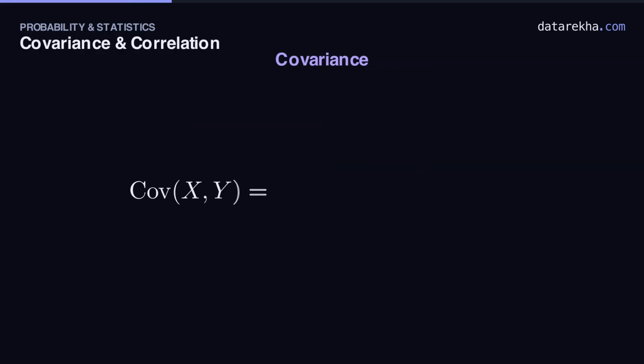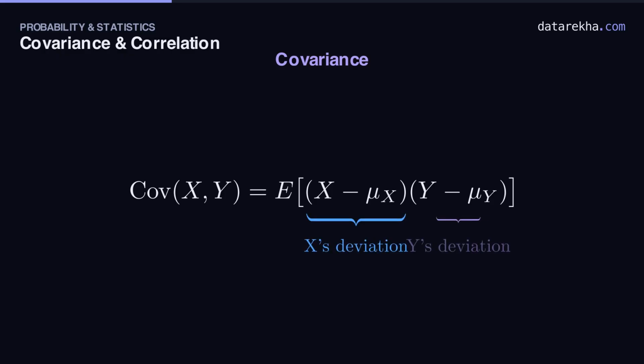So here it is in symbols. The covariance of x and y is the expected value, the long-run average, of x minus its mean times y minus its mean. Read it piece by piece. This factor is how far x sits from its own average. This one, how far y sits from its average. Multiply them, then average that product over the whole population.